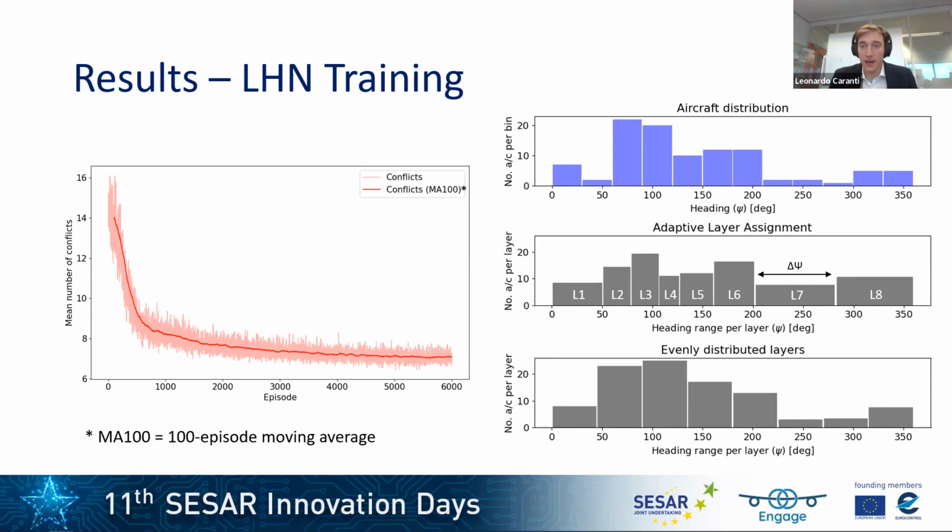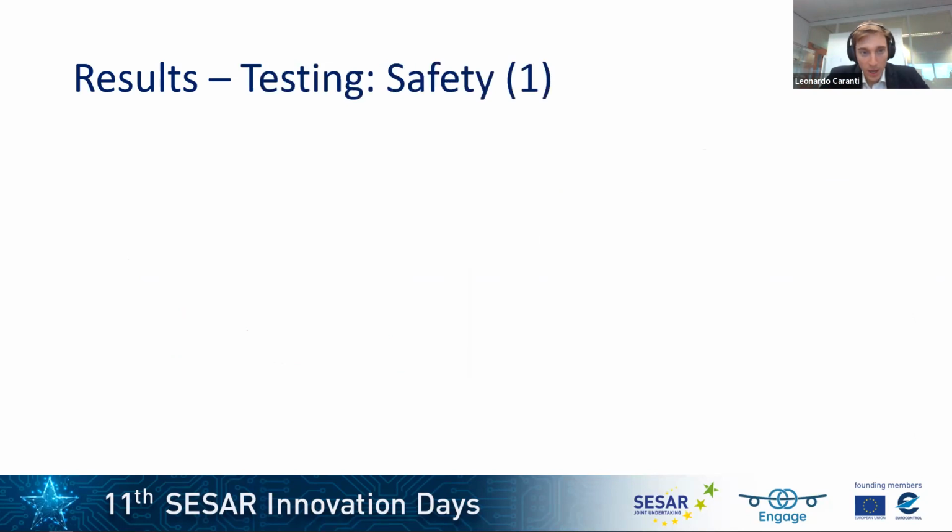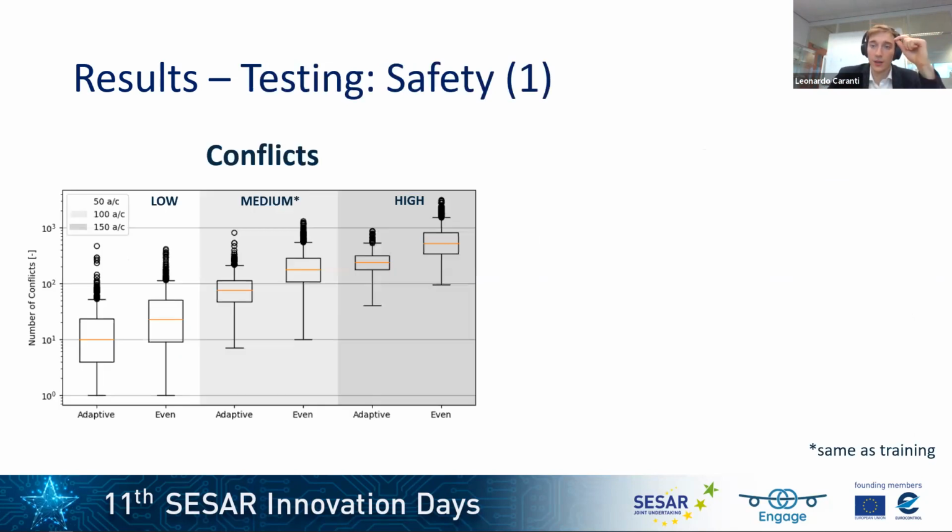Let's really see if the adaptive layer assignment performs better. One parameter which was evaluated was safety. Let's start with the number of conflicts, and it is important to note that this was tested under 3 different demand scenarios: low, 50 aircraft; medium, 100 aircraft, which was the demand scenario on which the networks were trained; and high demand scenario, 150 aircraft.